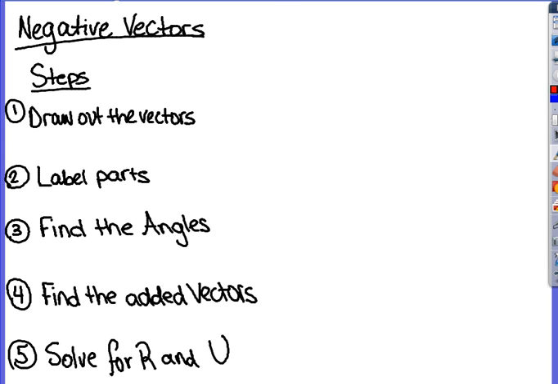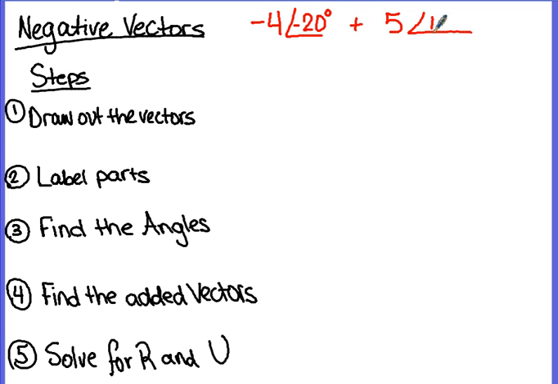There's just one change. All right, so we are adding, we've got -4 with an angle of -20, plus 5 with an angle of 135. Now, notice in the first, we've got a negative vector length, which we haven't seen before. We've also got a negative angle. All right, so let's talk about that one first.